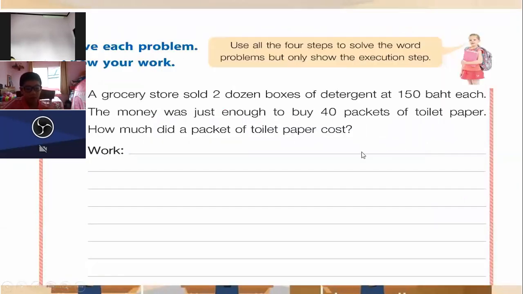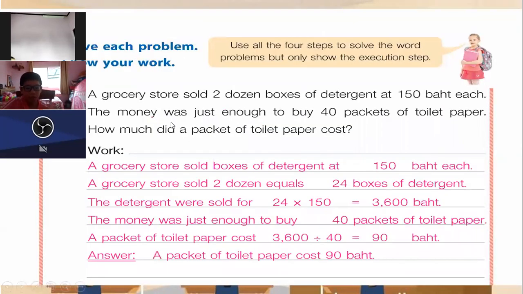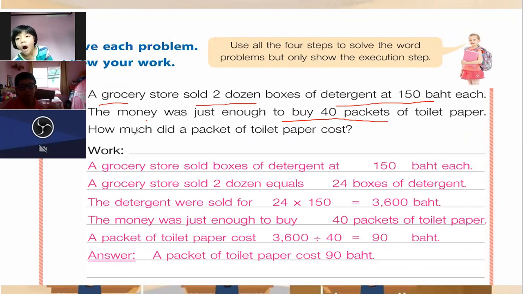Okay, students, now let's continue to another problem. Here we have a problem. A grocery store sold 2 dozen boxes of detergent at 150 baht each. The money was just enough to buy 40 packets of toilet paper. How much did a packet of toilet paper cost? So here we look at the information given to us. First of all, a grocery store sold boxes of detergent at 150 baht. Okay, so 150 baht is the cost of a box.